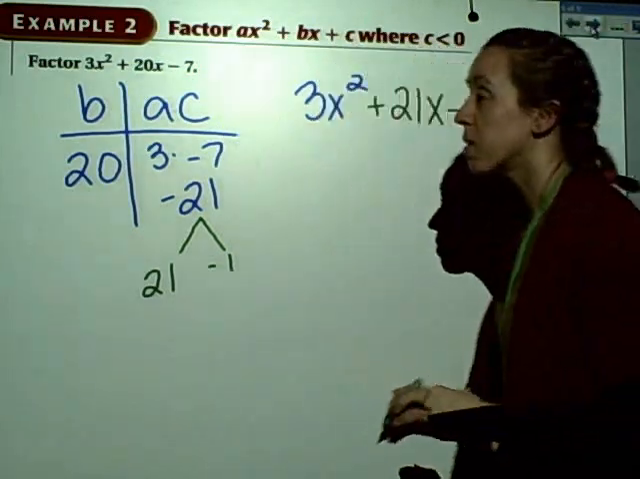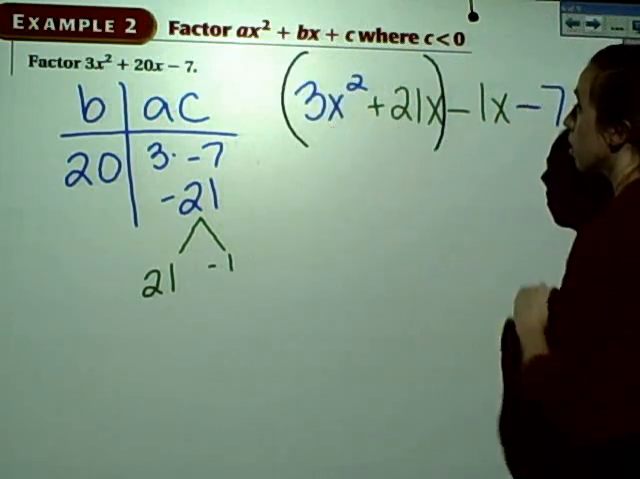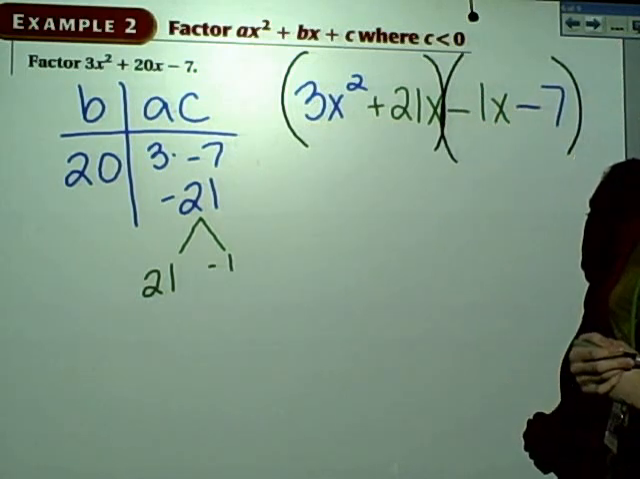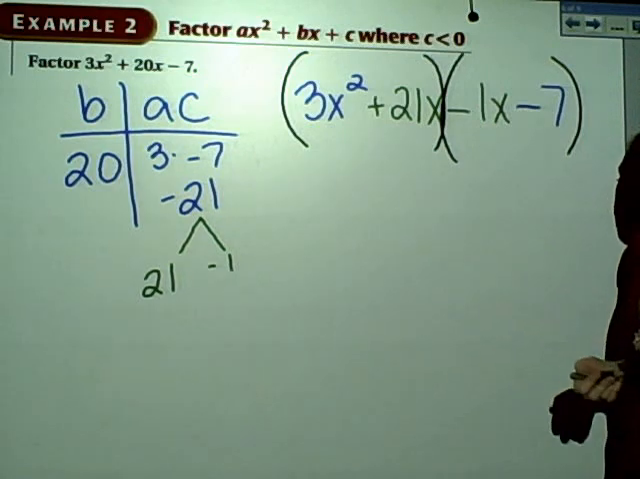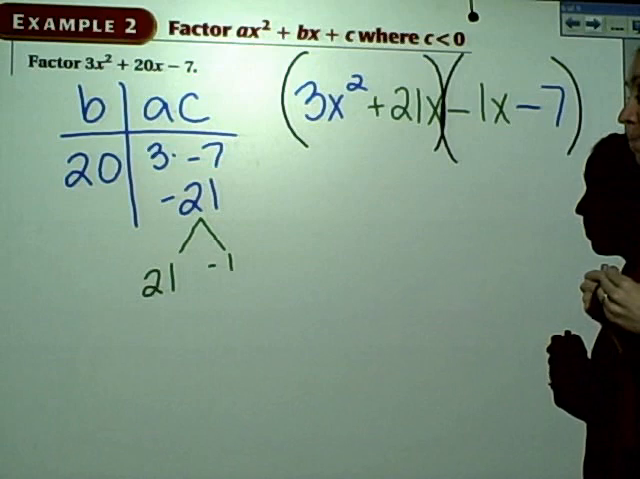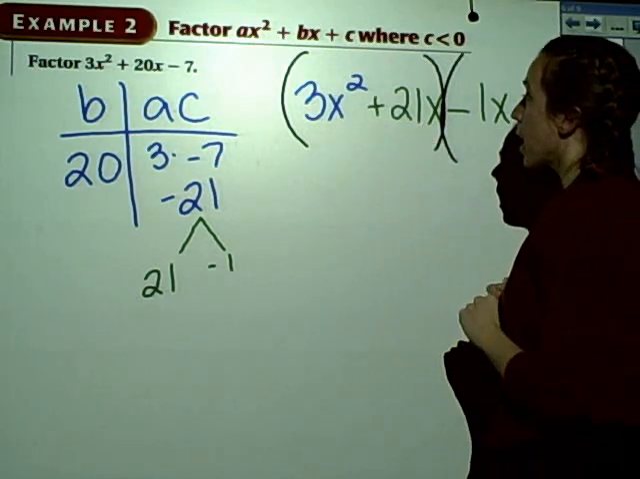I'm going to turn this into a factoring by grouping problem. I grouped the first 2 terms in a set of parentheses. I grouped the last 2 terms, being very careful to watch that negative. Whatever sign is in front of each term has to stay with that term. Okay, so then I'm going to factor out what's in common there.